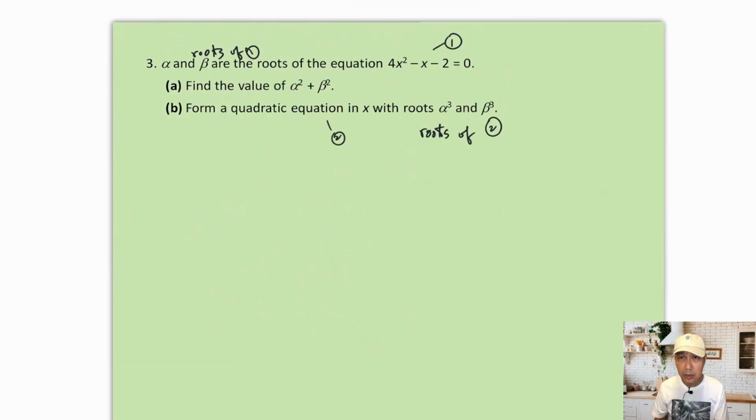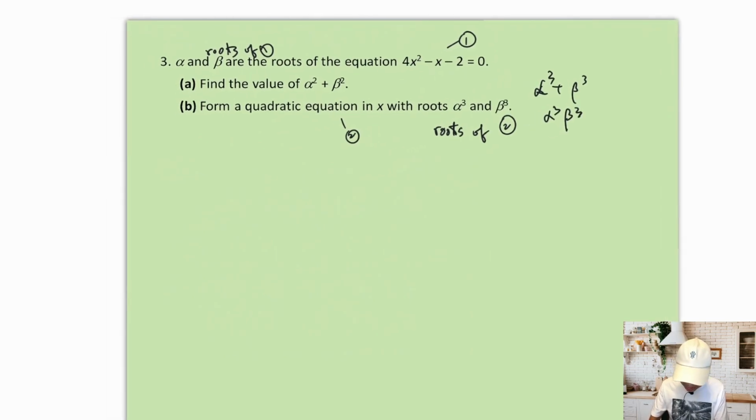Question 3 is quite similar to question 1 and question 2. The structure is the same. We are given an equation 1, which has roots alpha and beta, and we are going to find another equation, equation 2, with roots alpha cubed and beta cubed. But one additional step is set for us. The first step is to find alpha squared plus beta squared. I think this step helps you to find the sum of roots and the product of roots of equation 3.